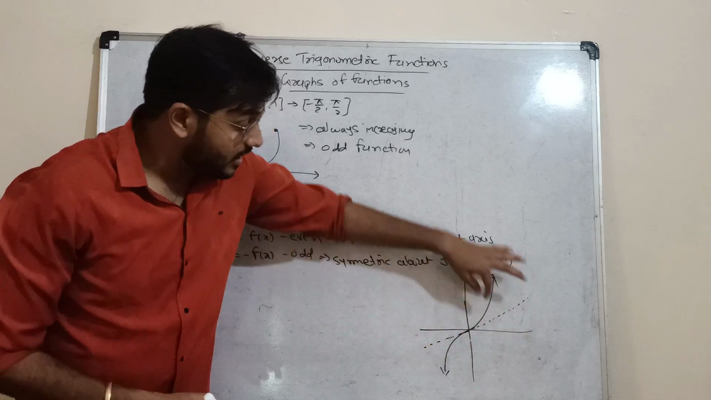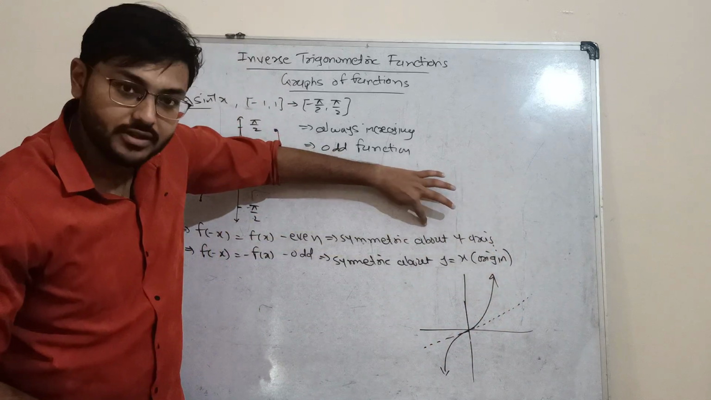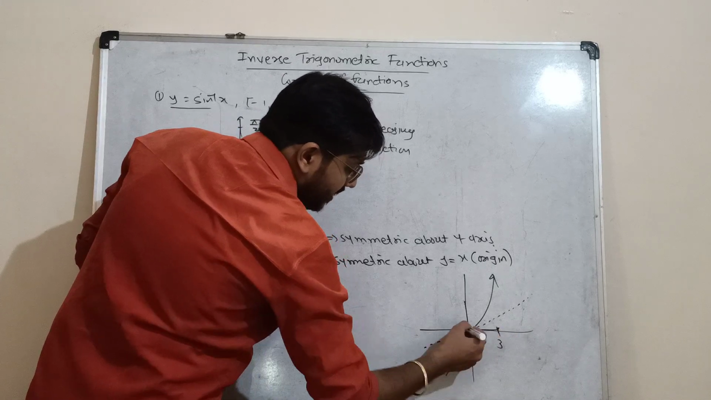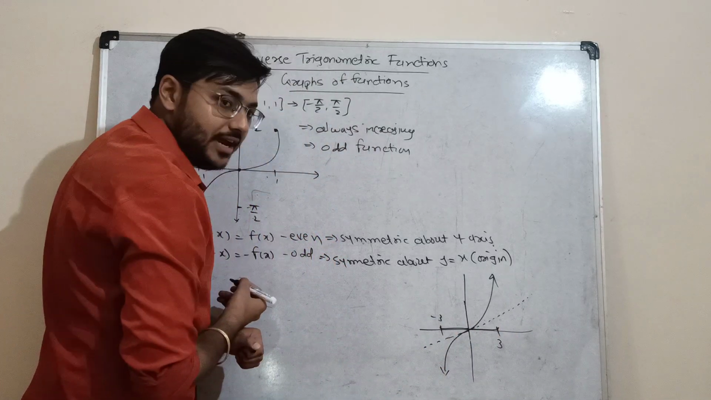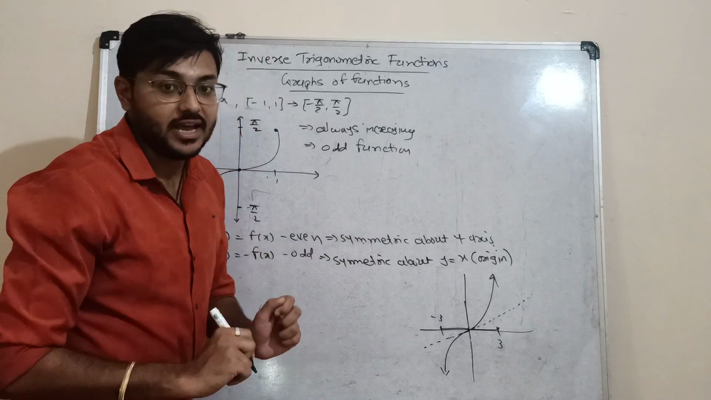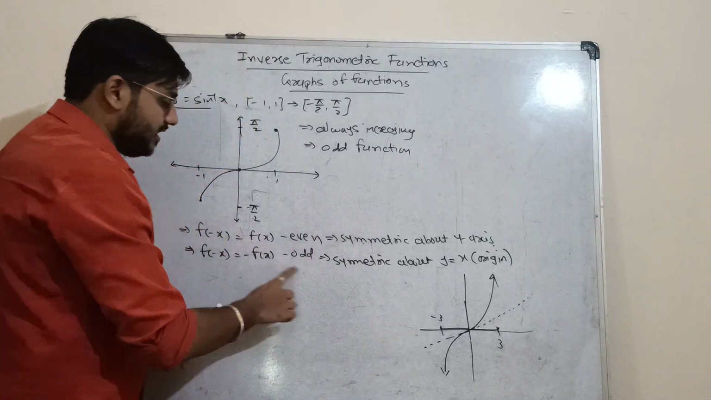Just like we have the graph symmetric about the y-axis for an even function. If we take some point on the right side, let's say 3, and if we take the same point on the left side, then both answers have the same value but with the opposite sign, right? So that's why we consider this an odd function.